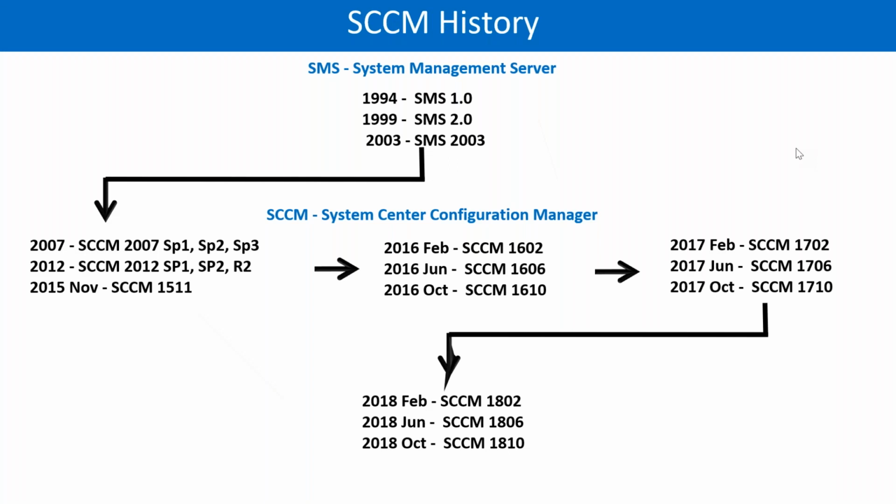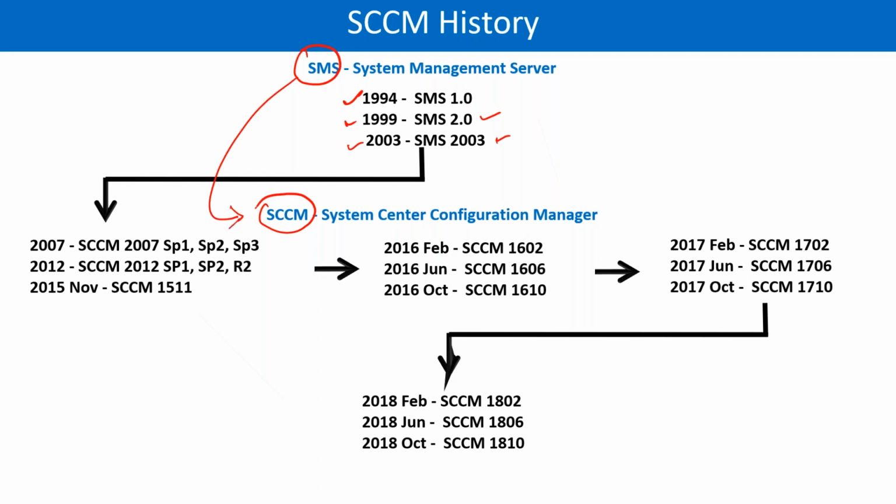Okay, let me talk about the SCCM historical details, when this product started and what all versions were released by Microsoft so far. So basically it's a Microsoft product, and Microsoft developed this product in the year 1994. They released it in the market, and the name of the product was SMS, System Management Server. Then in the year 1999, they released another newer version, SMS 2.0, then SMS 2003 in the year 2003. Then they changed the name from SMS to SCCM, that is System Center Configuration Manager.